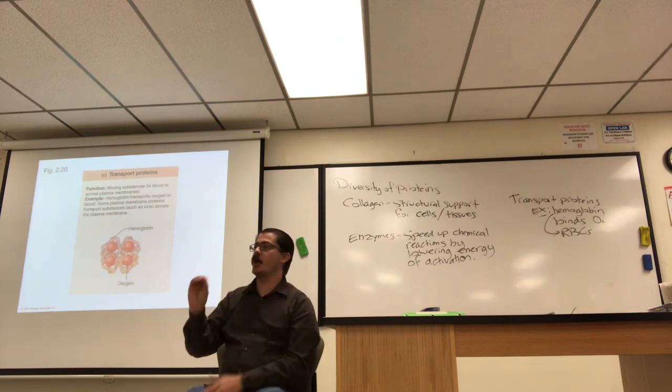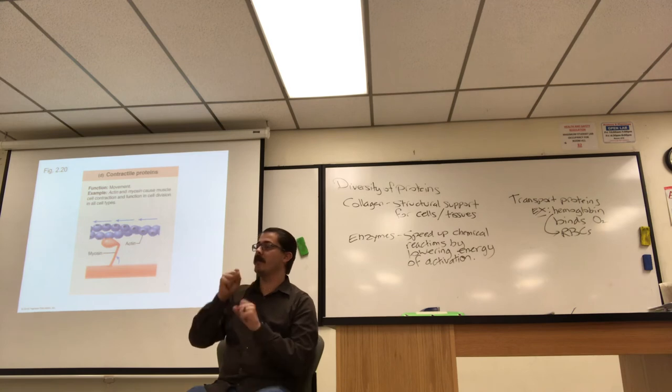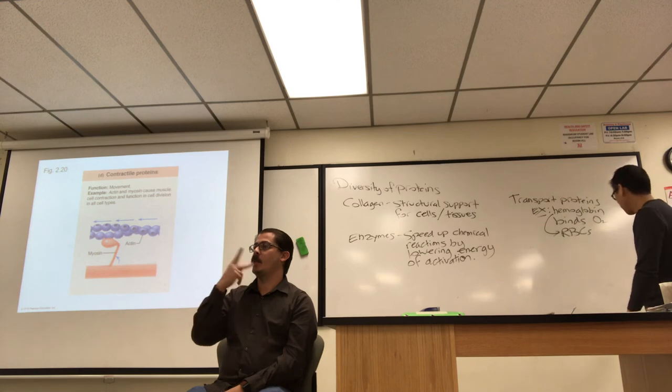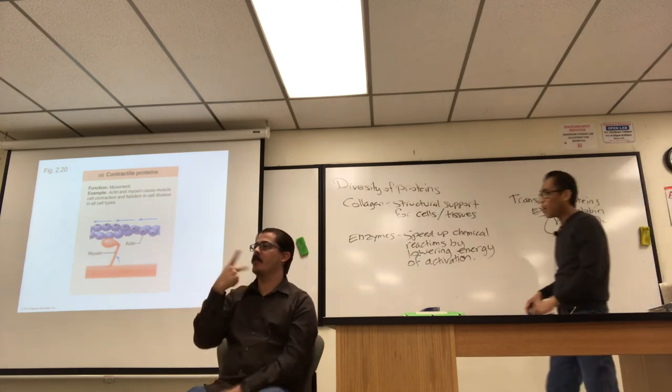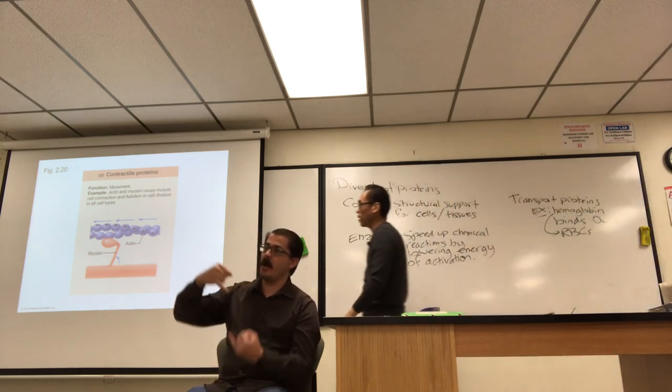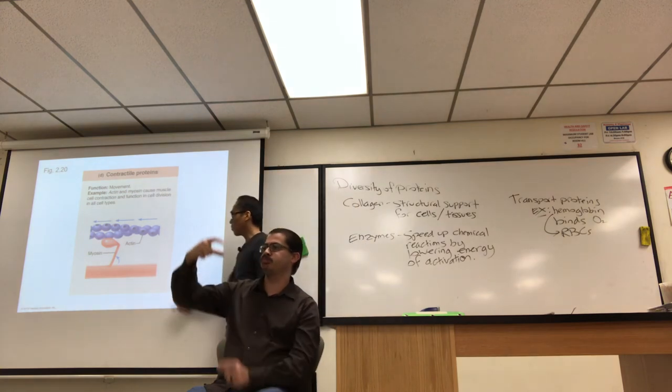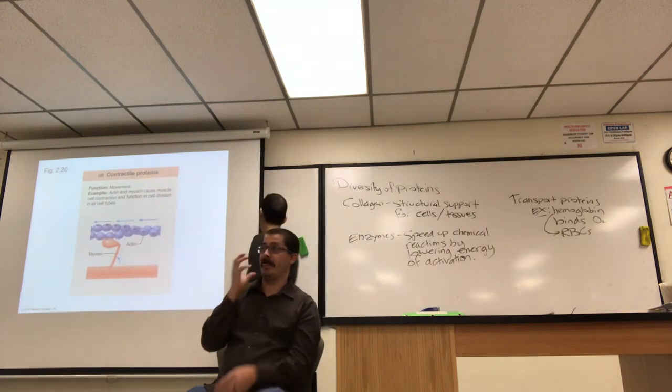So proteins can also be what are called contractile proteins. These proteins are filaments. They're long threads, and some are thick and some are thin. They essentially call them thick and thin filaments.